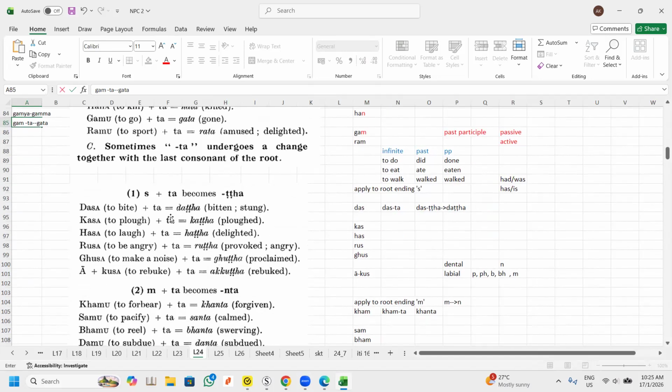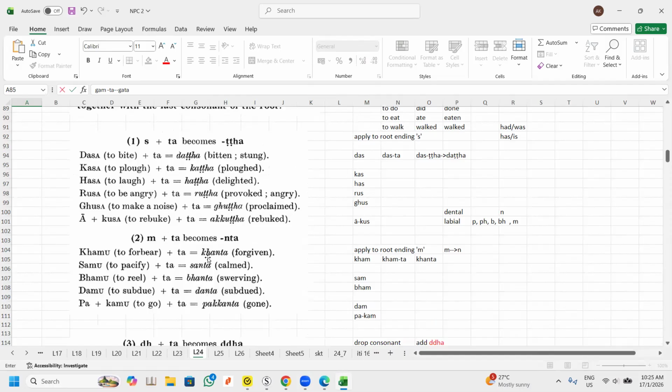Okay. This one is going to be tough. STA. This is tough because TTH becomes TTH. This is tough. It's not easy for you to remember. Why? You remember that there is a root ending with S. Can you see DAS, KAS, HAS, RUS, GHUS? This is definitely going to be this. If you cannot remember, then when you see the double dot, you know that the root ends in S. So this one you have to remember. Very popular in the exam.